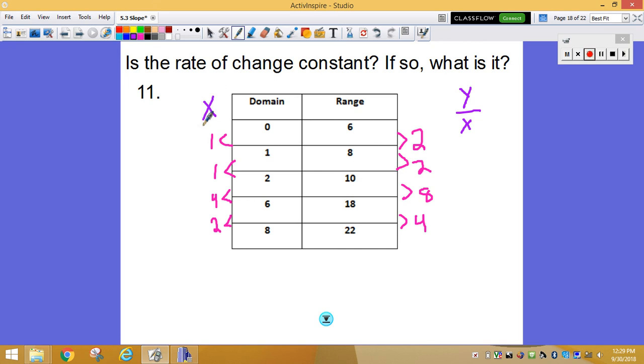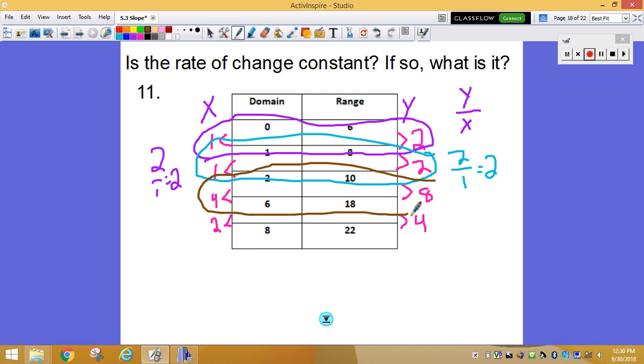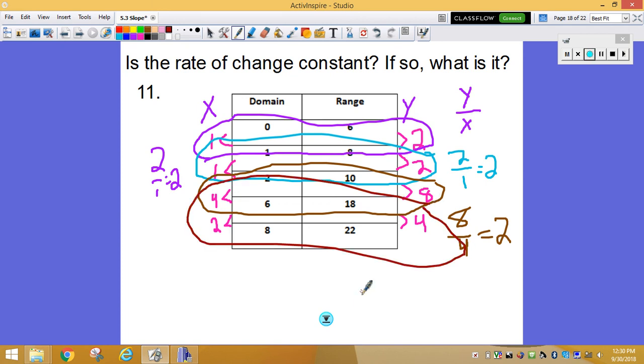Okay, here are my change in x's. Here are my change in y's. And I'm going to divide them. So I'm going to take these very first two. 2 divided by 1 is 2. I'm going to do the same thing with the next pair. 2 divided by 1 is 2. I'm going to do the same thing with my next pair. 8 divided by 4, because it's y divided by x, is 2. And last, I'm going to do these bottom ones. 4 divided by 2 is 2.